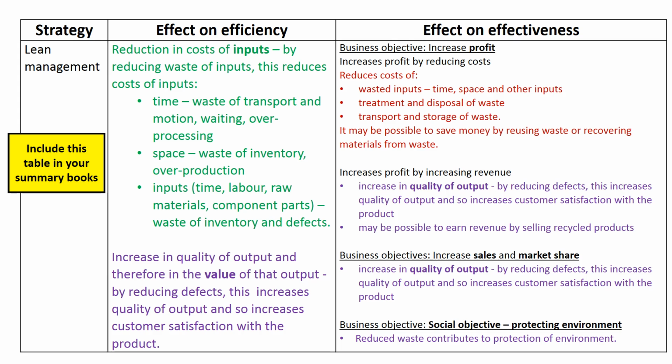How does the use of lean management contribute to the achievement of the business objectives of increasing sales and increasing market share? Well, it does this by reducing defects, which increases the quality of the business's output, which means that customers will want to buy more of the business's output. This increases the business's sales. In addition, if this increase in quality attracts customers from the business's competitors to the business, then this will increase the market share of the business.